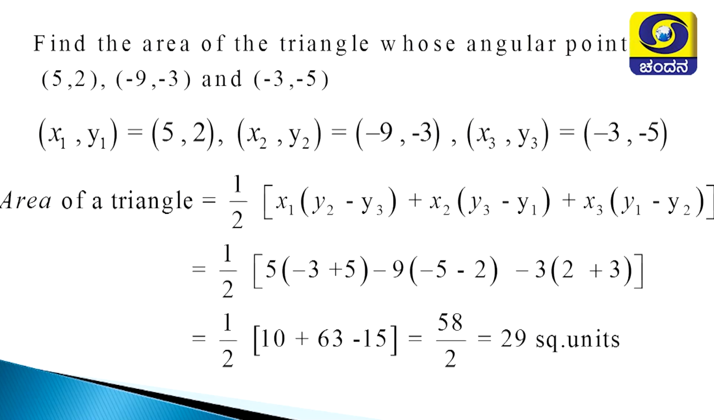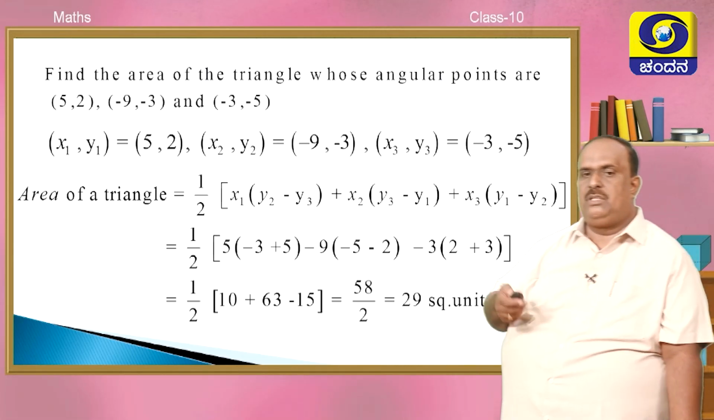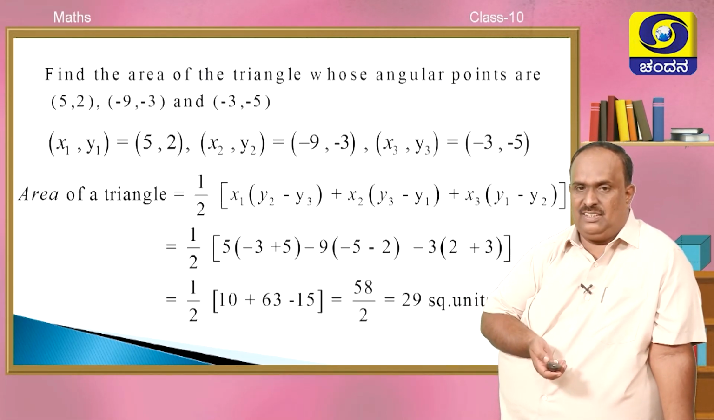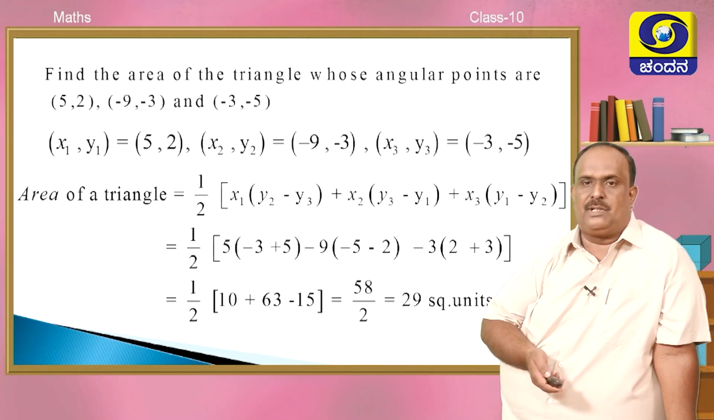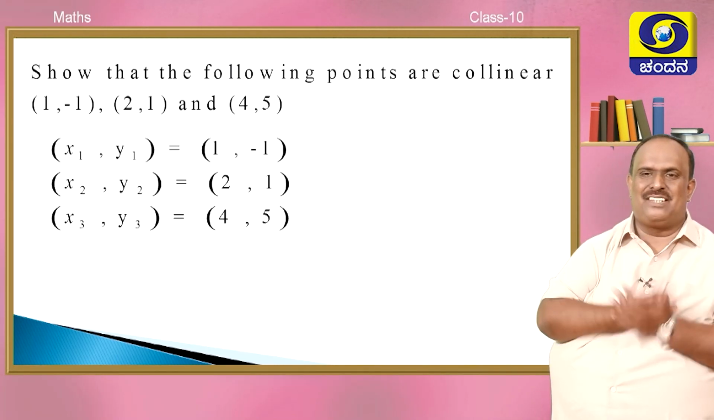Simplification, substitution is yours and it is original, right? Don't ever make mistakes, don't commit mistakes in substitution. 29 by 58 by 2, that is 29 square units. We will pass on. The problem of the discussion has come.